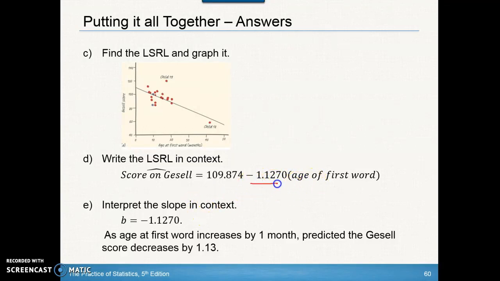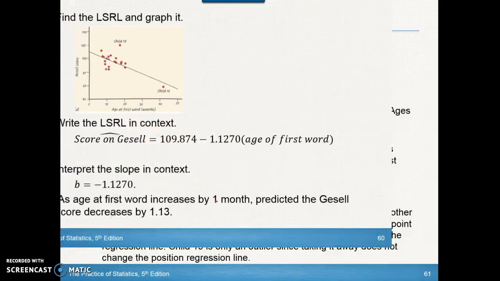So here's your slope, okay? Interpret the slope in context. As age at first word increases by a month, so if you want to put it like this, I always do this over 1, and I know that X is on the bottom, so this is age of first word, and this is Gazelle score. It just helps me to interpret it. So I say as the age of the first word increases by a month, the predicted Gazelle score is going to decrease by 1.13 since you have that negative sign.